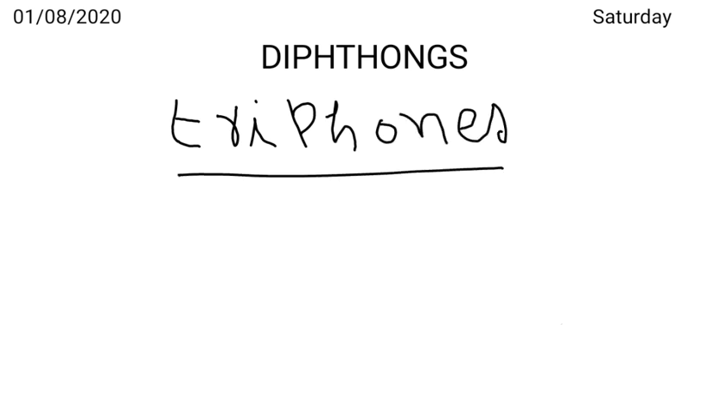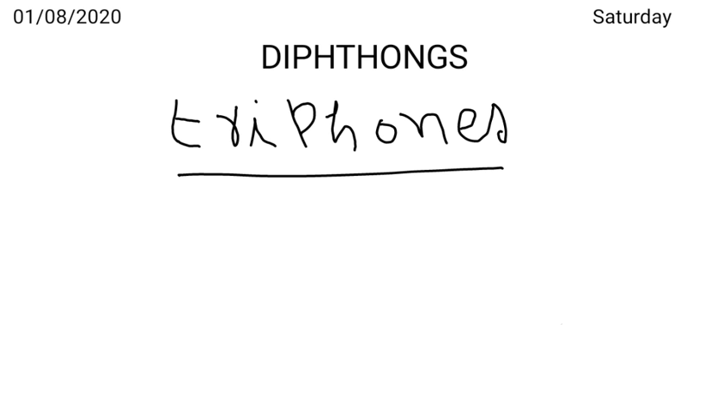Tri means three, phones means vowel sounds. In some words, immediately after these diphthong signs, I, ow, and you, another vowel comes. So the total of these three vowels are called triphones. So how to represent this triphone?